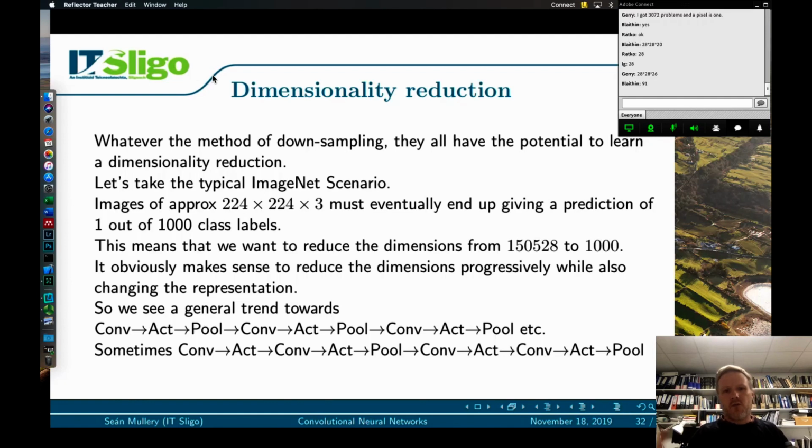We don't want to do that all in one go, so this means that we want to reduce the dimensions gradually. Let me go and do the calculation again on a calculator. 150,528. We need to bring that down to 1,000.